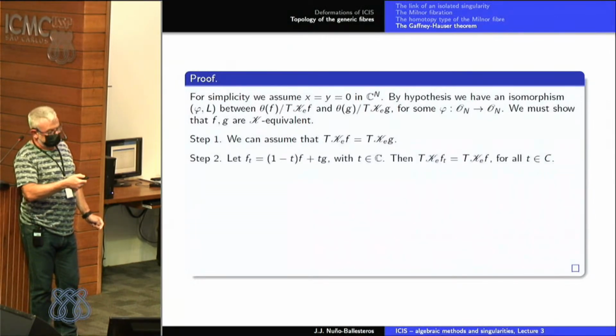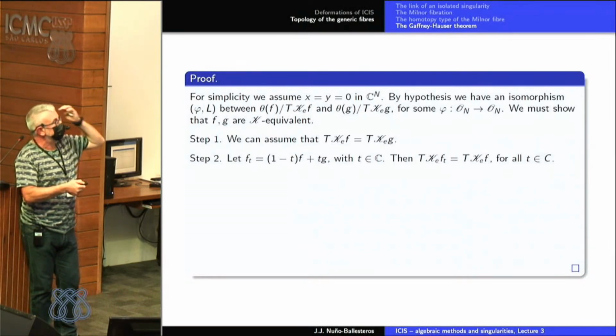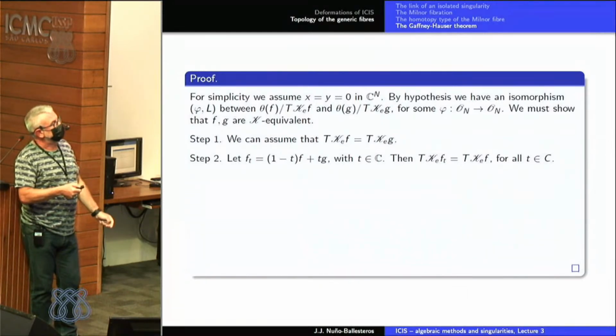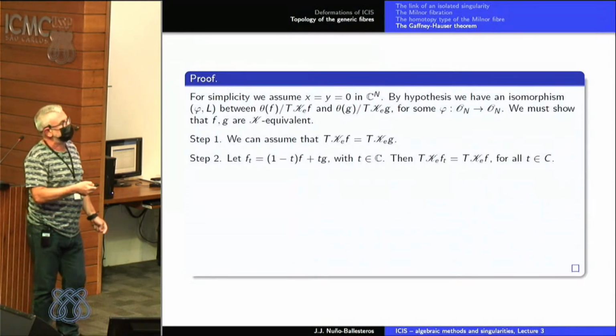In the second step, we take this family F_t, which is the line generated by F and G, namely (1 - t)F + tG for any t. And then it is simple to prove that the tangent space of any F_t is the same as the tangent space of F. So you have a constant tangent space.